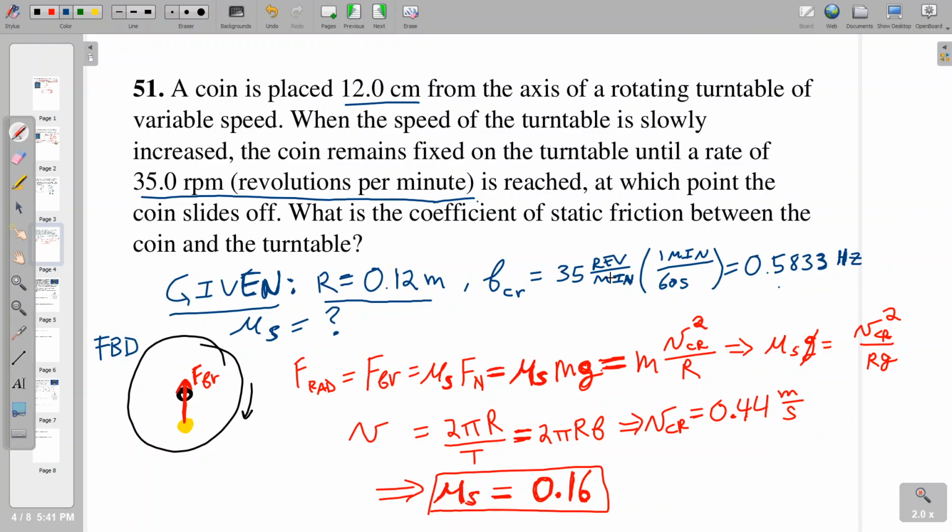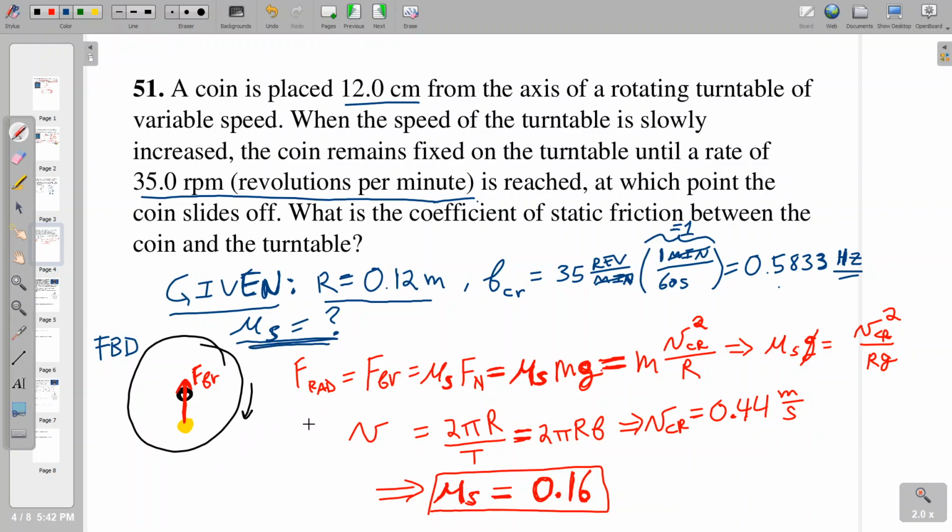So I can multiply this by 1 in order to convert it, right? 1 minute is 60 seconds, so this thing in parentheses here is just effectively 1. So multiplying 35 revolutions per minute by 1 minute over 60 seconds, you see that the minute cancels out in the units, and I have 0.583 repeating revolutions per second. And there's another word for revolutions per second, it's hertz. So this is the critical frequency. And we are asked to find mu s.